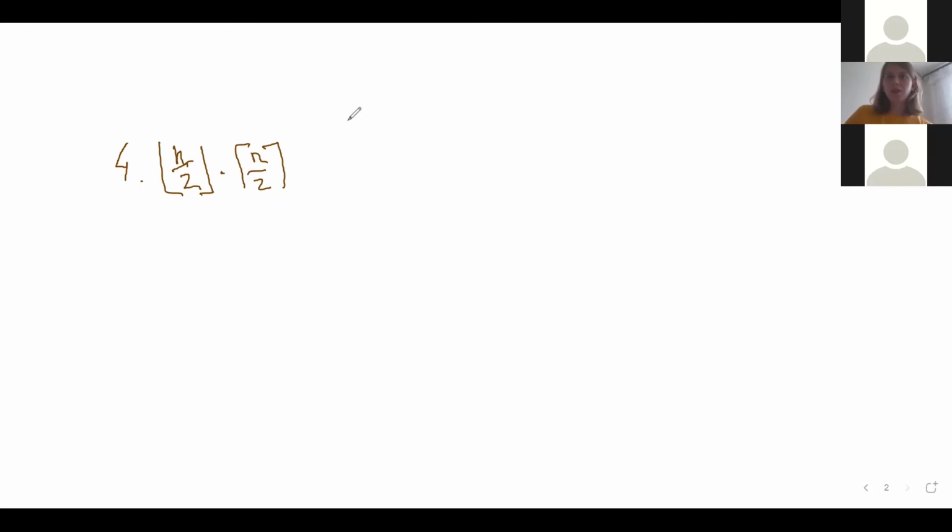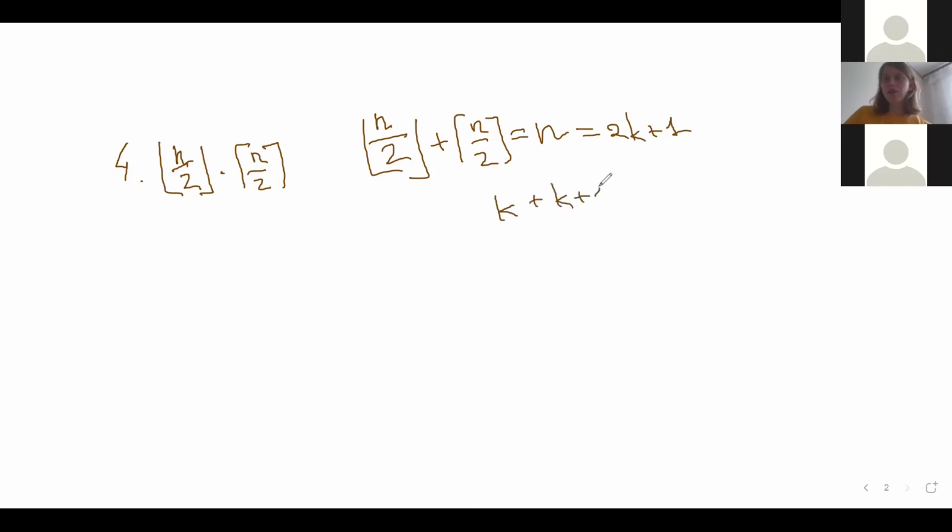Let us start from this. First of all, let's notice that these two numbers, the floor and the ceiling, give n when summed. That's because if the number n is even, there is just half of n and half of n, and the sum is n. And if n is odd, n equals 2k plus 1, the first one is k, and the second is k plus 1. So in sum, it equals n.